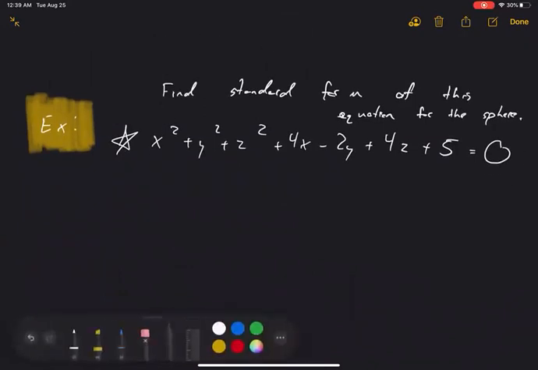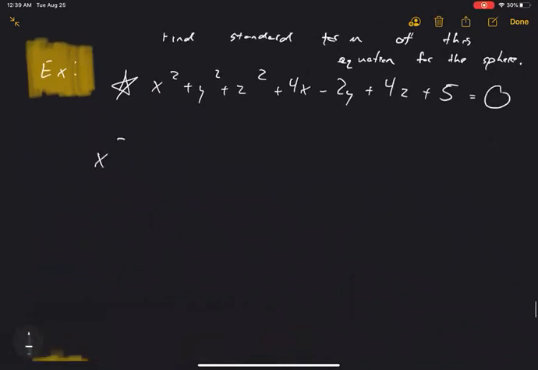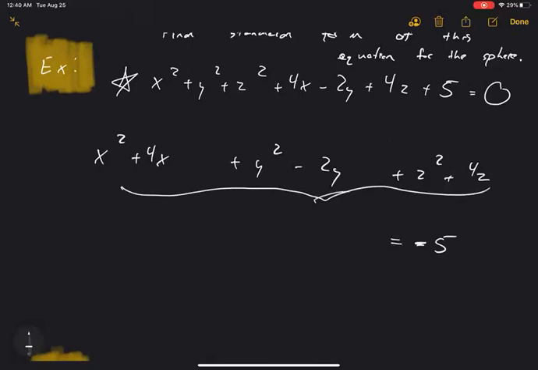Well, let's start by pairing up all our x's with our x's and so forth. Okay, so really I could arrange this equation into x squared plus 4x plus y squared minus 2y plus z squared plus 4z. Then let's put the equals 5 here. Oh, no, sorry. Plus 5 equals 0. And you know what? Let's go ahead and move that 5 to the other side of the equals sign. Okay. So I have all my variables equals -5.